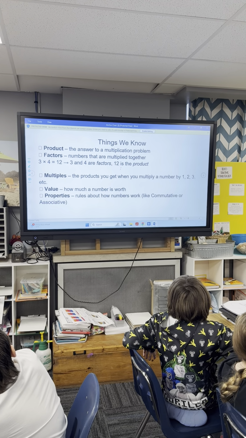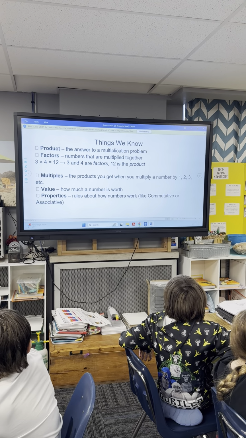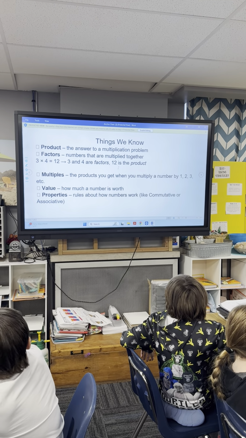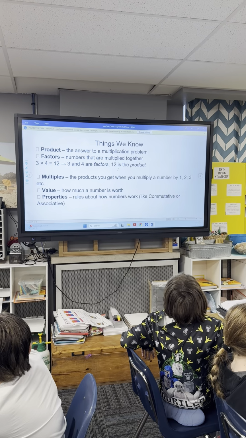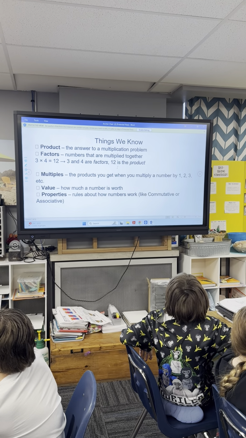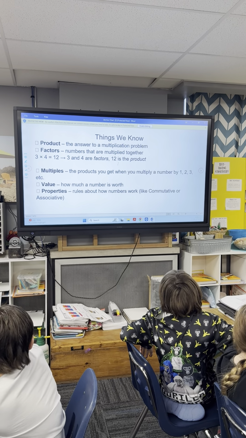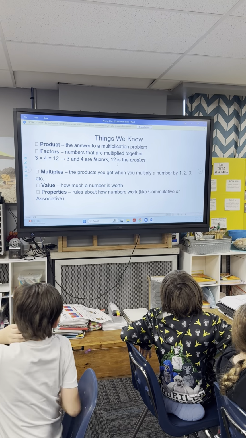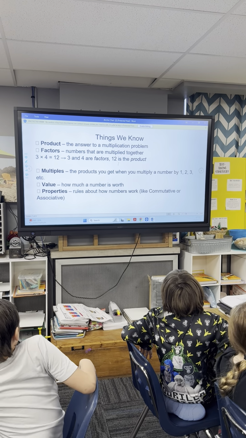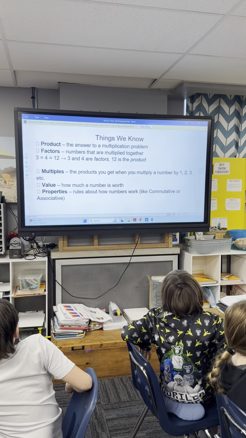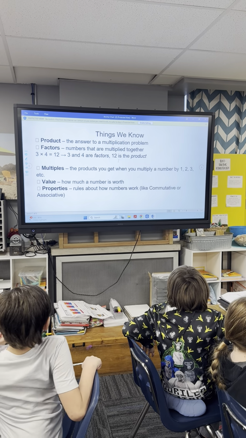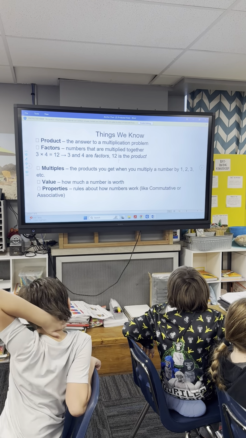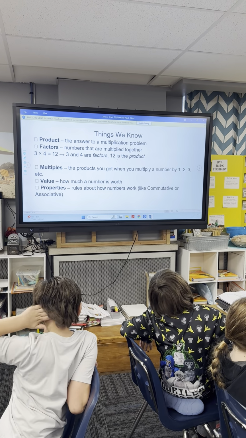Whenever I get to the point of the lesson where I'm asking you questions and you're helping me work through problems, these are the vocabulary words that I want you to use, okay? Whenever we're talking about the answer to a multiplication problem, that's what we call the product. So whenever I ask you what is the product of your answer, or the product of the question that I'm asking you, I'm talking about what is the answer? What answer did you come up with?